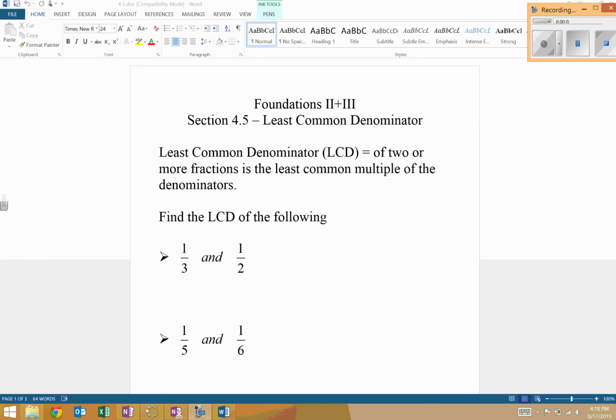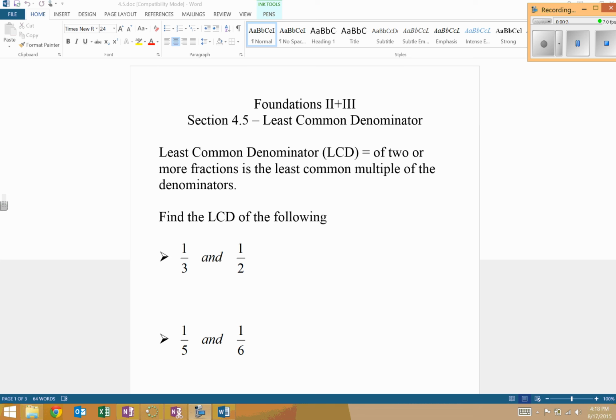All right, we're going to use what we learned last chapter about finding the least common multiple and use that with our fractions here. Basically, we're going to use least common multiple to find the least common denominator. The least common denominator, or LCD, of two or more fractions is the least common multiple of the denominators, the numbers on the bottom.